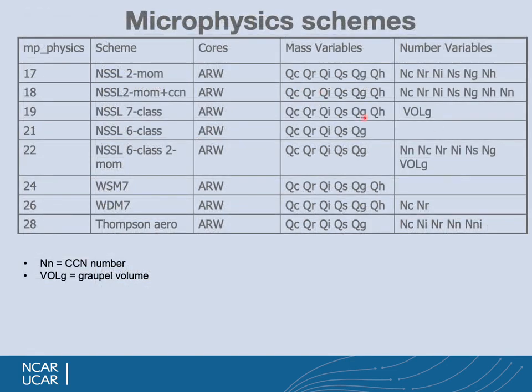These are some more schemes. Note that some of them have NN, which is a CCN number, in addition to the number concentrations of the particles themselves. And this one has a volume for graupel. And then you have the WSM7, which has hail and graupel as separate species, as do a few others. And you have the Thompson aerosol, which has a few extra numbers related to the aerosols.